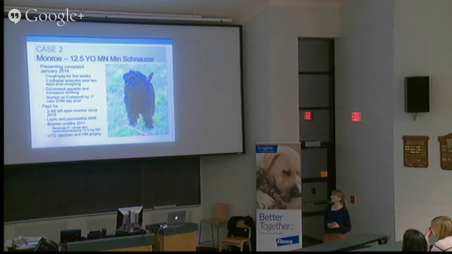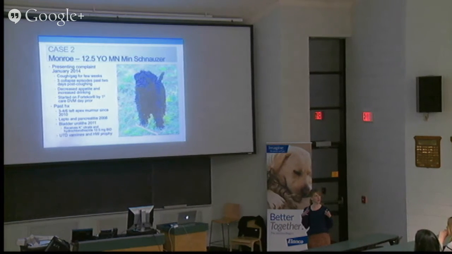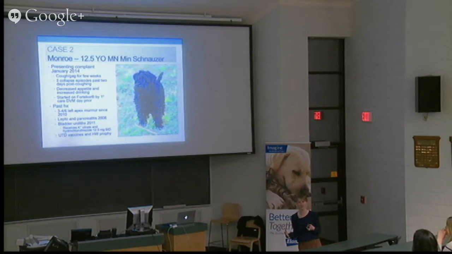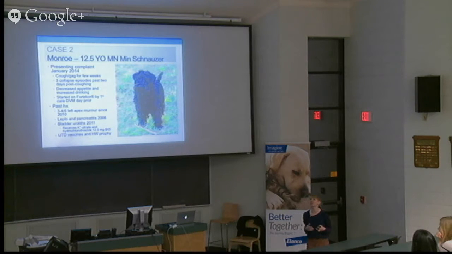He'd been coughing and gagging for a few weeks. Once again, collapse. He'd been having 3 collapse episodes in the past 2 days. They were always post-coughing fit. So this dog would have a coughing fit and then have a very transient syncopal event and then very rapidly return to his normal coughing, dyspneic self. He had a decreased appetite. He'd been drinking more. His primary care veterinarian did start Fortekor the day prior to the day he presented to us, thinking that that might indeed help his signs. And his past history was a bit interesting.